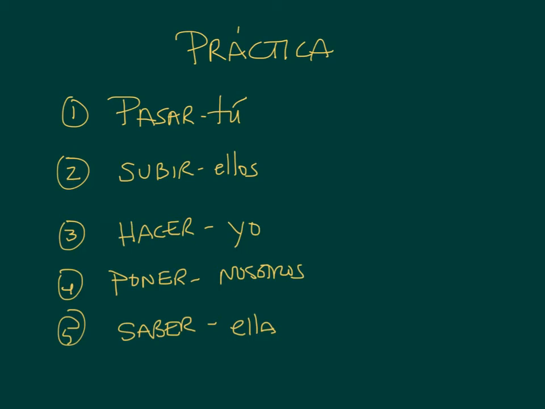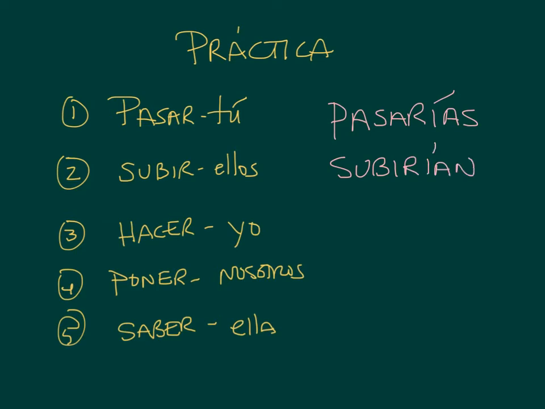For pasar, tú, again, we're going to leave the whole infinitive and add the endings on in the conditional. And for tú, it's ías, so we have pasarías, I would pass or spend. Subir, ellos: leave the entire infinitive and add on the endings. For ellos, it's ían, subirían, they would climb.